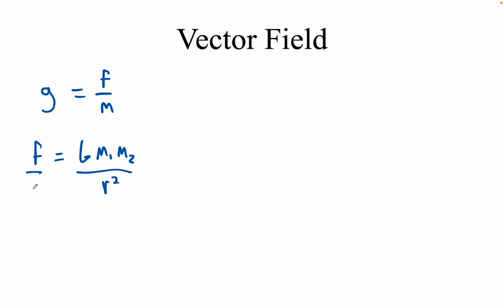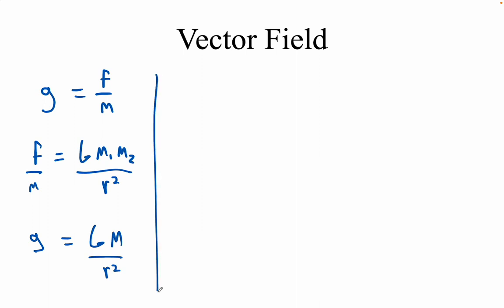So remember that the definition of the field for gravity is that g is F over m, right? Now we know that the force between two masses is G m1 m2 over r squared, and so therefore if we divide this by a mass, then we get that the g at some distance from a point mass is G m over r squared, right?